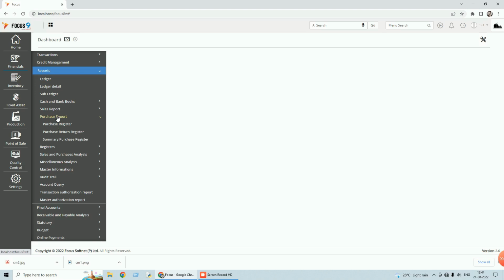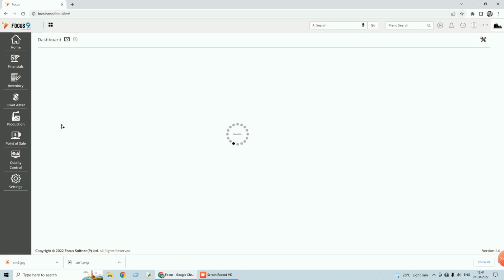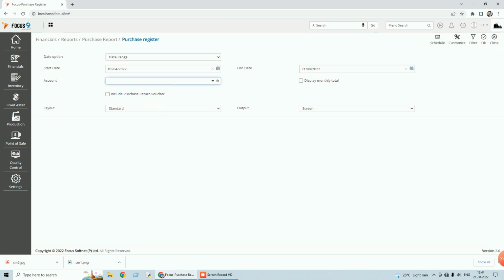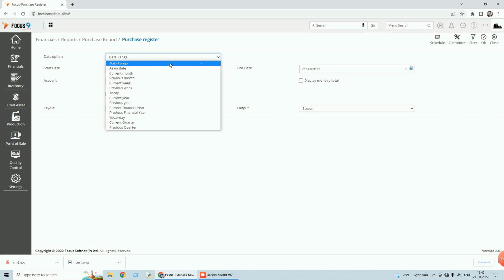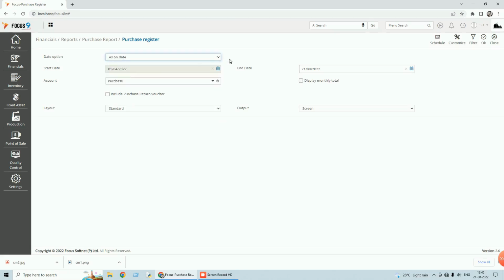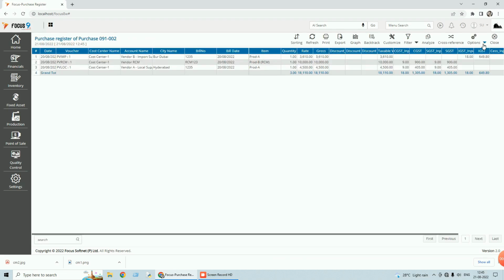Under purchase report I have summary purchases, and I have summary purchase register also, detailed purchase register also. Here you see, whatever transactions I have entered between the date range, it will show me. I will just select the purchase. Now I select the date range, as on date, or you can select from date to date also from here, and just say okay. Once I select this, it will show me what purchase transactions are registered.